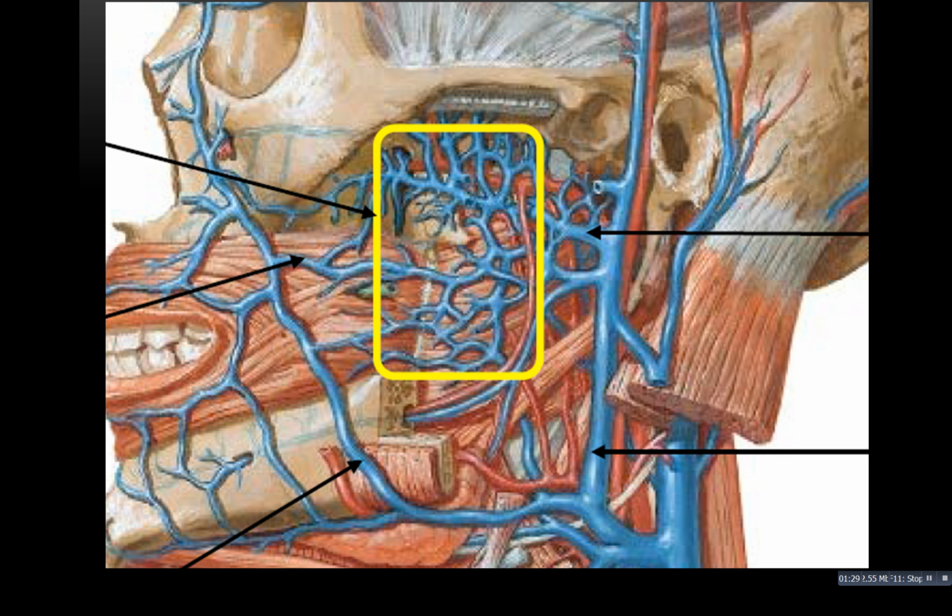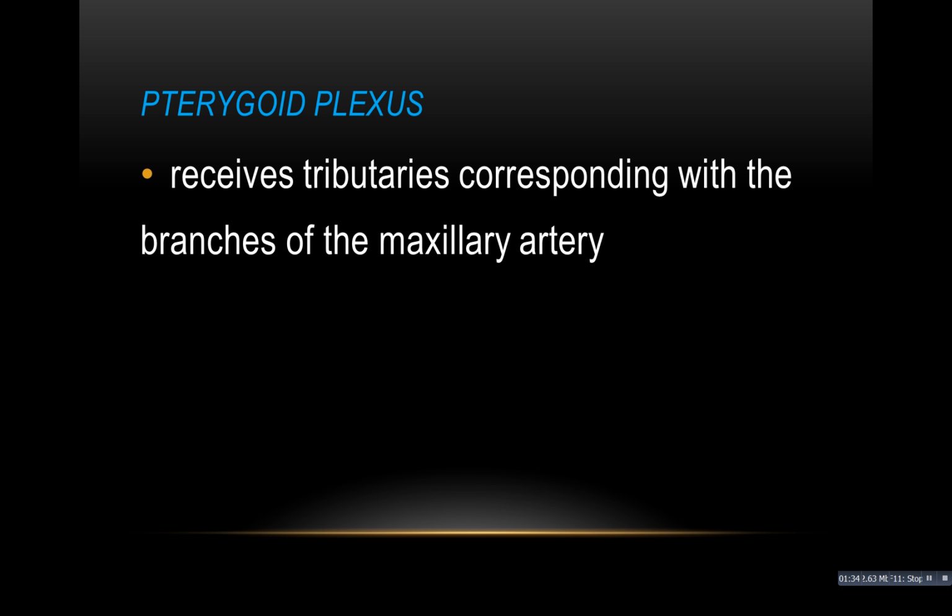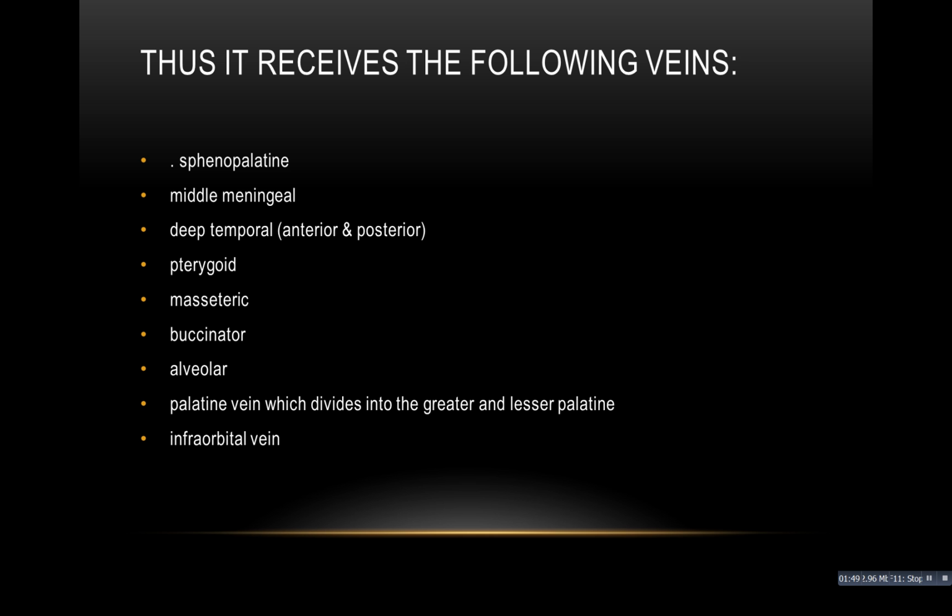So if we look at the pterygoid plexus, what is it? It is a plexus of veins corresponding with branches of the maxillary artery. It means it drains most of the part that the maxillary artery supplies, of course the oral cavity being the main one. They also receive the following veins: most of the veins that supply the oral cavity drain into the pterygoid plexus: sphenopalatine, middle meningeal, deep temporal, pterygoid, masseteric, buccinator, alveolar, palatine vein, in which two parts, the lesser and the greater, and the infraorbital vein. So you can see most of the veins pour or drain into the pterygoid plexus.